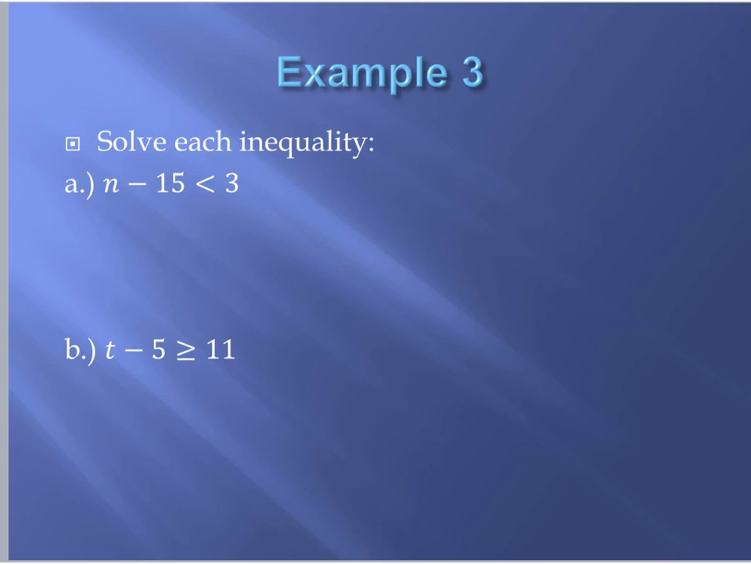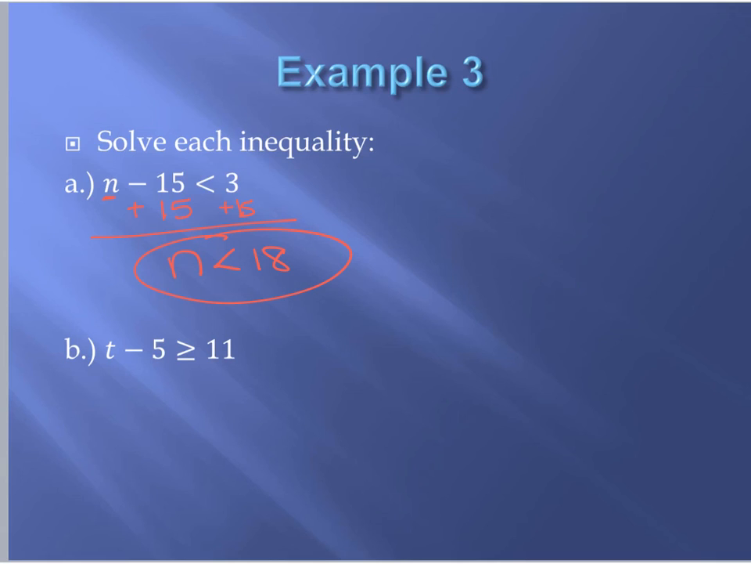Here I have n minus 15 is less than 3. So in order to get n by itself, I'm going to have to undo the subtraction of 15, which means I'm going to add 15 to both sides. So I have n is less than a positive 18. And that's my final answer for this one.